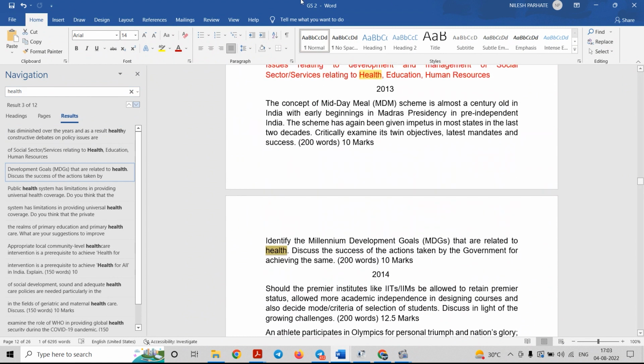Okay, there was a question in 2013: what are the various MDGs and what are the steps taken by the government to achieve the MDGs. But right now MDGs are not relevant because their period was between 2000 and 2015. But a similar question can be asked by UPSC, that identify SDGs, right? SDGs, and what are the successes of the actions taken by the government for achieving the goals in the health sector. You can see the question is related to the health sector.